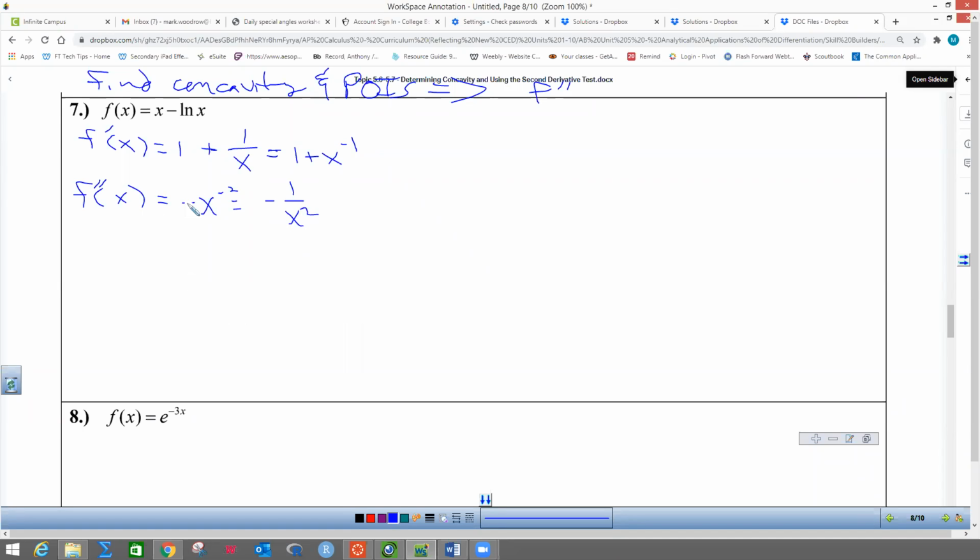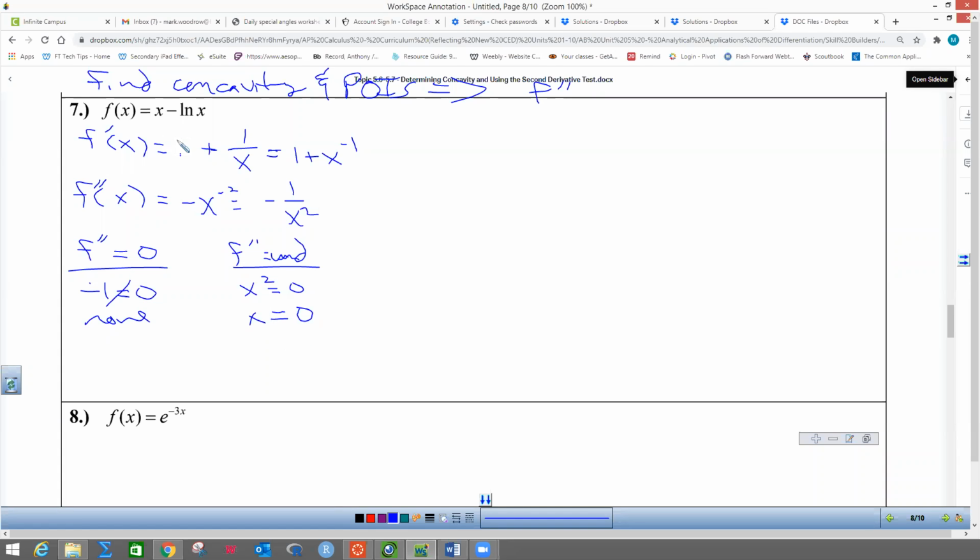So now what I need to do is find where f double prime is 0, or where f double prime does not exist, where it's undefined. So you take your second derivative, and I would take my top number and set it equal to 0. This is never true, so I get none for this. And then I want to find where x squared equals 0. So x squared equals 0 when x is 0.